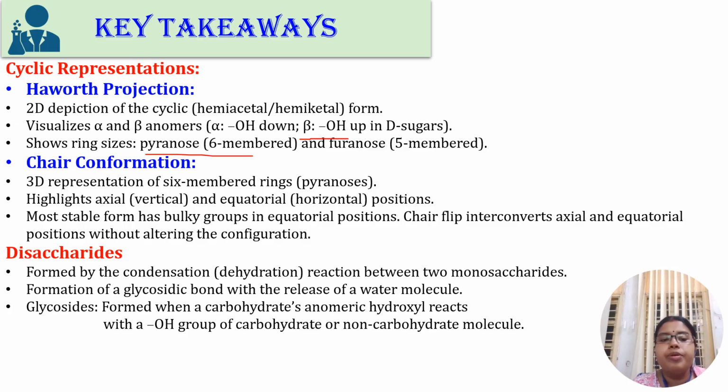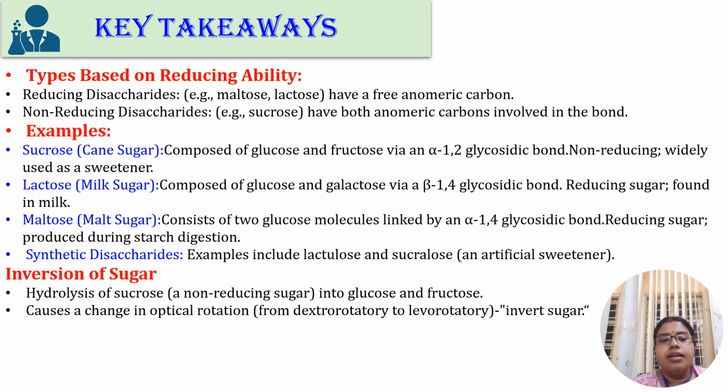Then the disaccharide is formed by a condensation reaction between two monosaccharide units, forming a glycosidic bond with the release of a water molecule. Glycosidic bonds form when one carbohydrate's anomeric carbon reacts with the hydroxyl group of another carbohydrate or a non-carbohydrate. If it is linked carbohydrate to carbohydrate, it is known as a glycoside. If carbohydrate to non-carbohydrate, then it is known as a glycone. Then, based on reducing ability, we can also divide disaccharides into reducing and non-reducing disaccharides. If there is a free anomeric group, then it is reducing. If there is no free anomeric group, then it is not possible to have reducing nature.